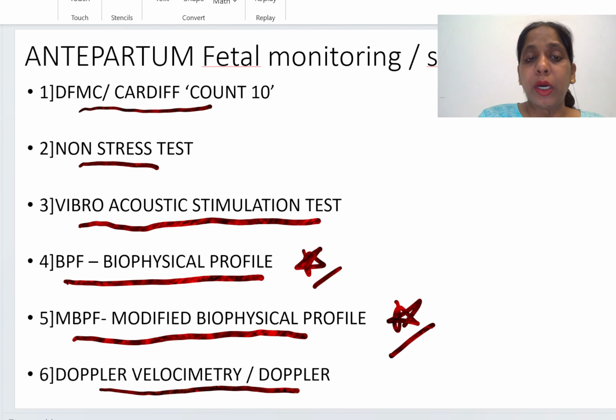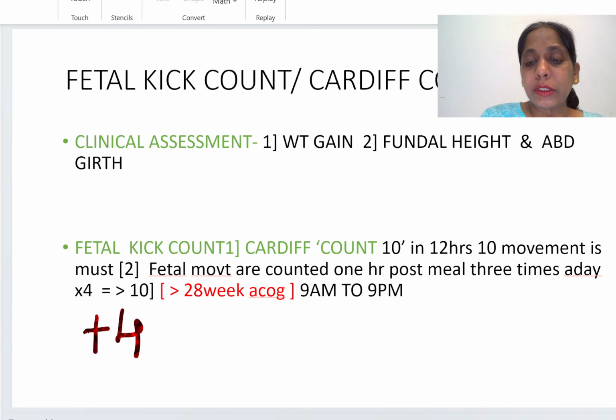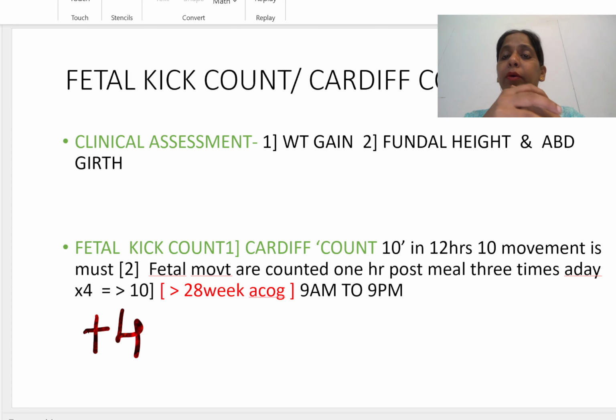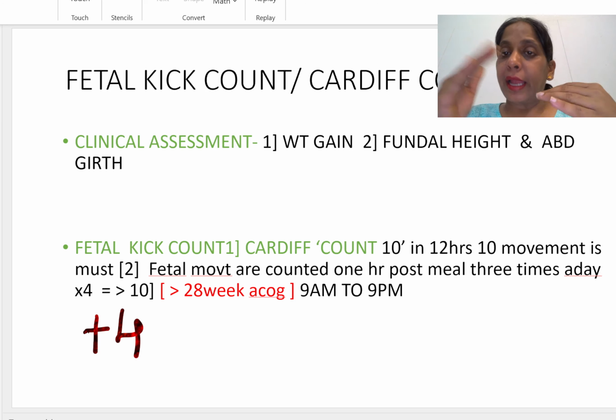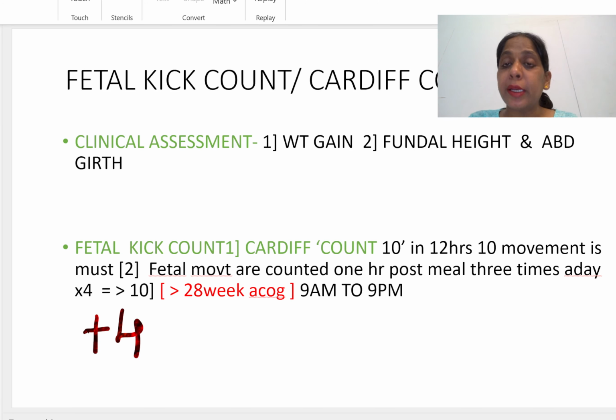Now let's study the fetal kick count. From ancient days, we have been monitoring the fetus by clinical assessment, by seeing whether there is weight gain or not, whether the fundal height is increasing with the increase in the period of gestation, and whether the abdominal girth is increasing or not. Traditionally, these were the only parameters by which we were assessing fetal growth and fetal well-being. Nowadays there are a lot of parameters.